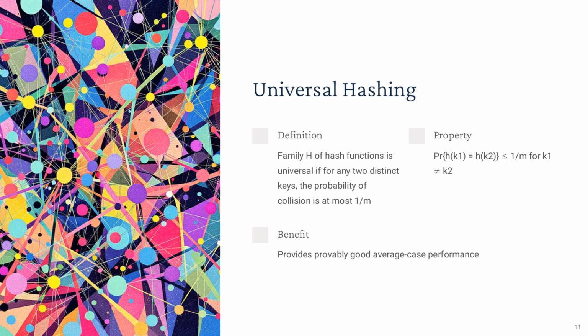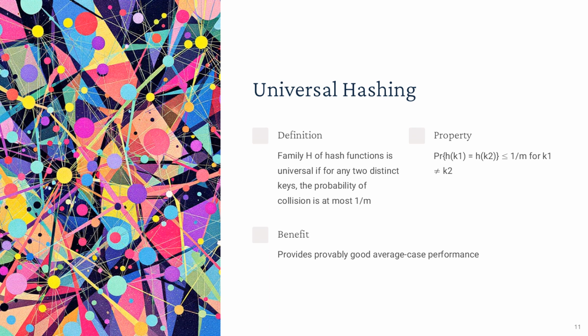Universal hashing provides a robust framework to ensure good average case performance for hash tables. A family of hash functions, denoted as H, is called universal if, for any two distinct keys k1 and k2, the probability of a collision, where h(k1) = h(k2), is at most 1/m. Here, m represents the number of slots in the hash table.